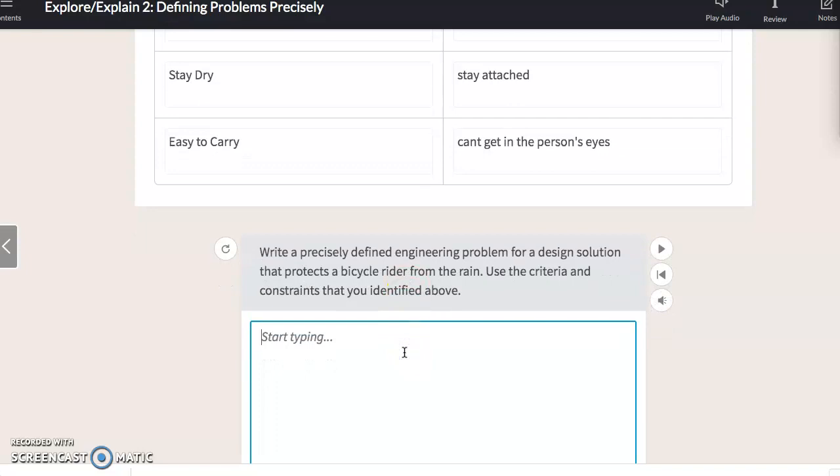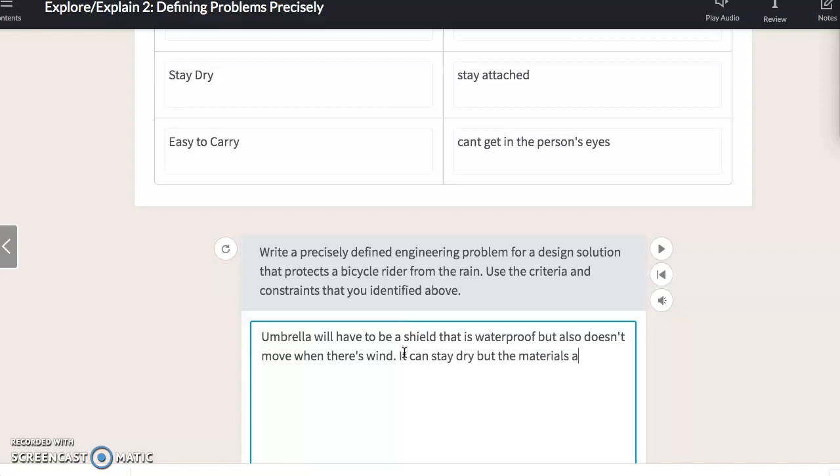Alright, here's our criteria and constraints. The umbrella will have to be a shield that is waterproof but also doesn't move when there's wind. It can stay dry, but the materials have to be light because the person can't hold it when they are trying to steer a bicycle.